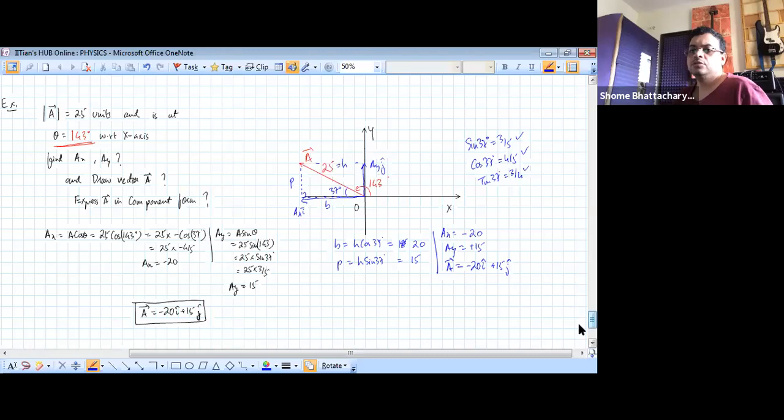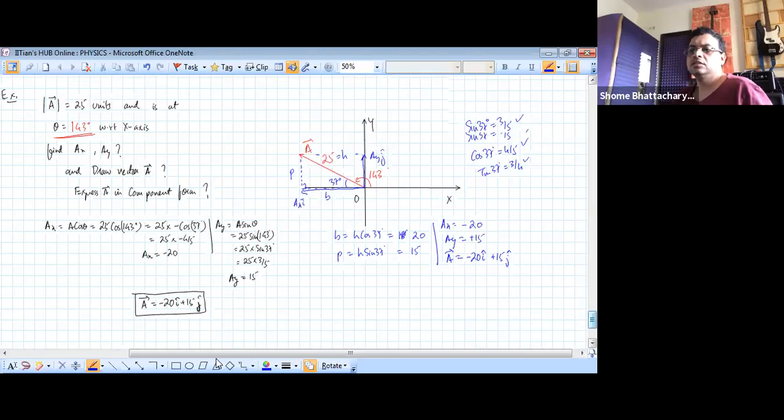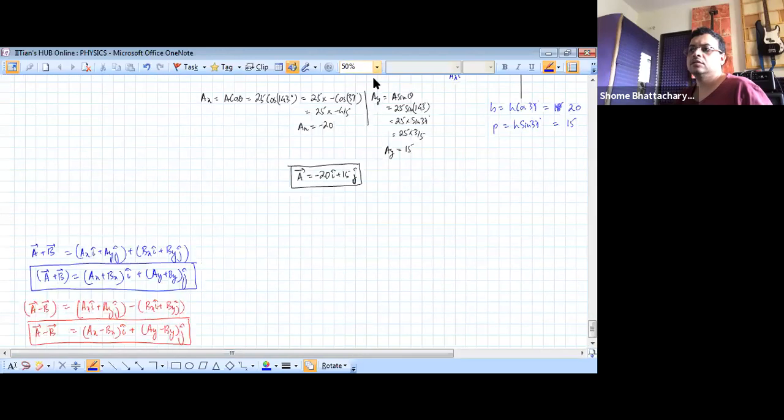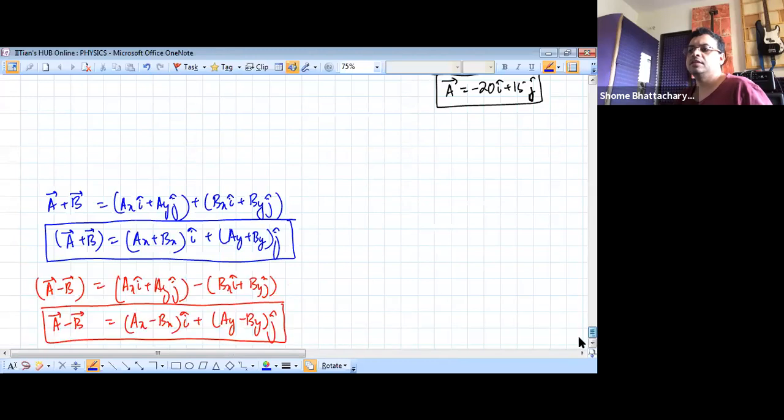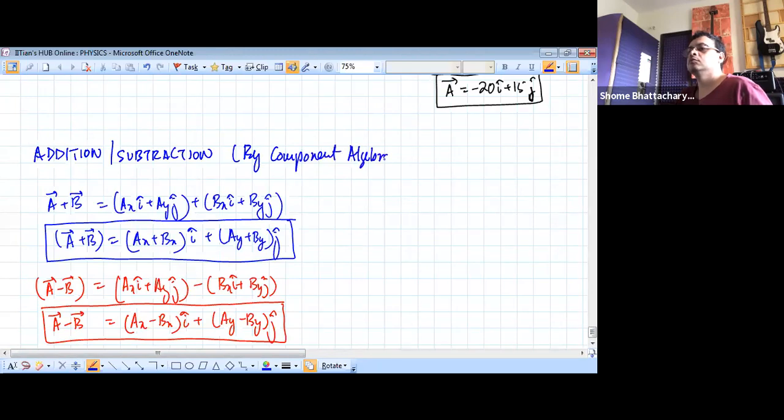All right. Okay, so now let's come to the next thing. So the next thing is we will look at addition and subtraction, sum and difference, by component algebra. So just make a note of these two formulae first, and they're very self-evident. There's nothing difficult about this.